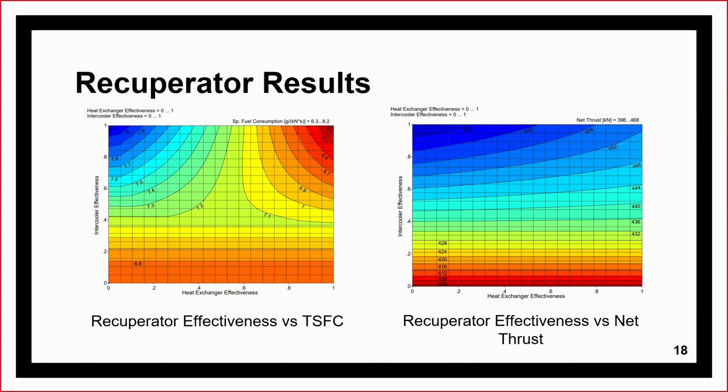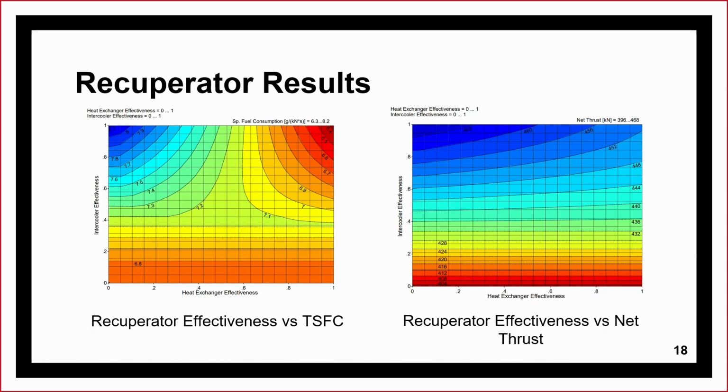This first contoured graph on the left plots the intercooler versus recuperator effectiveness from 0 to 1, with the contours representing the thrust-specific fuel consumption. The red contours represent a lower TSFC, while the blue represents a higher TSFC. It can be seen that only when the intercooler effectiveness reaches nearly 40% does it make a difference to the TSFC. Above this 40% threshold, increasing the recuperator effectiveness significantly reduces the TSFC down to 6.3 grams per kilonewton seconds.